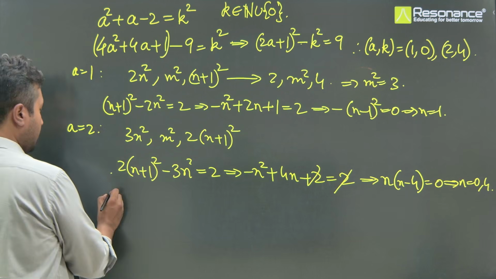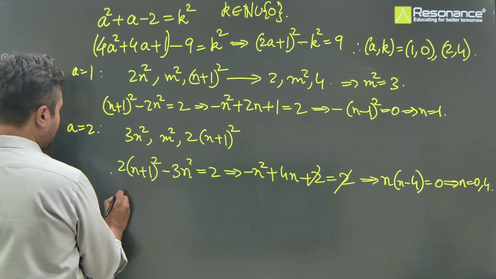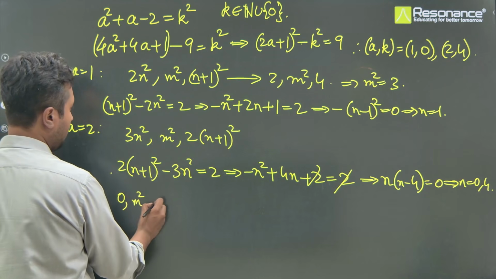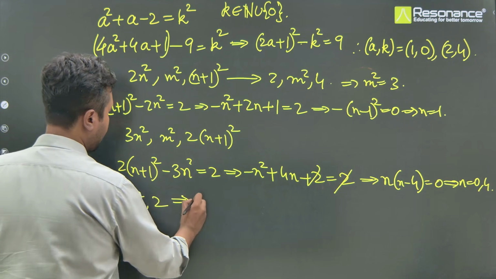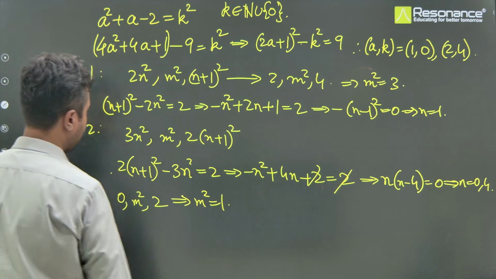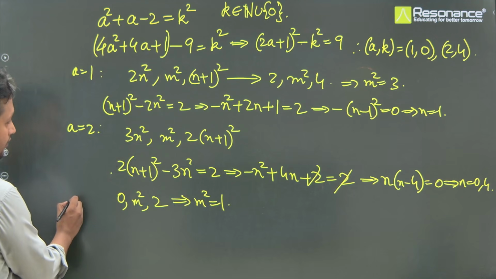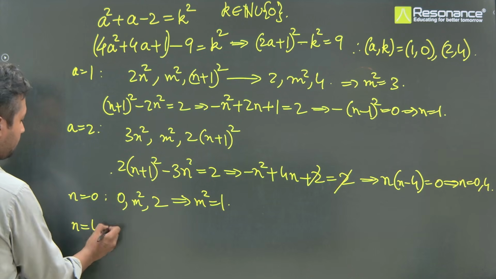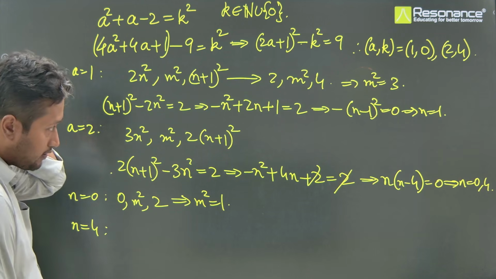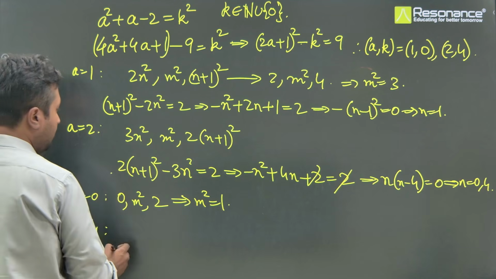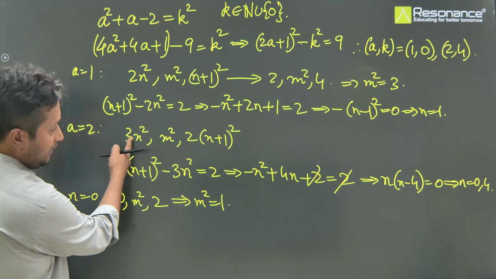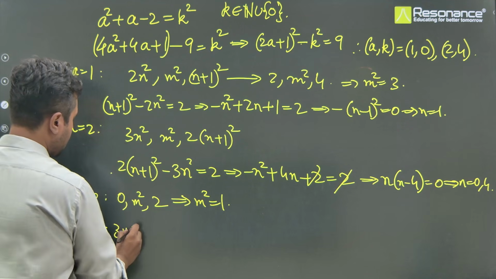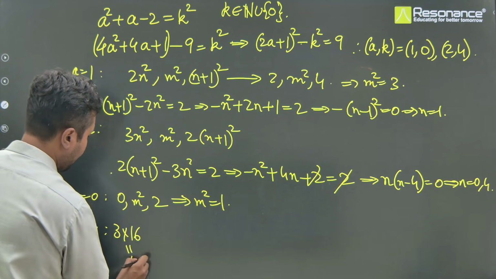Okay, so when n is 0, this looks like 0, m square and 2. So m square is 1 in this case. This is when n is equal to 0. When n is equal to 4, we'll start seeing some good answer. Okay, so let's see what we have. We have, actually, 3 times 4 square. So 3 times 16, which is 48.